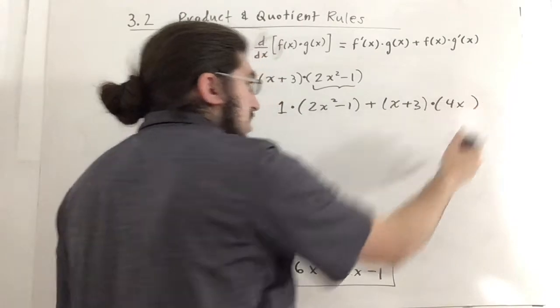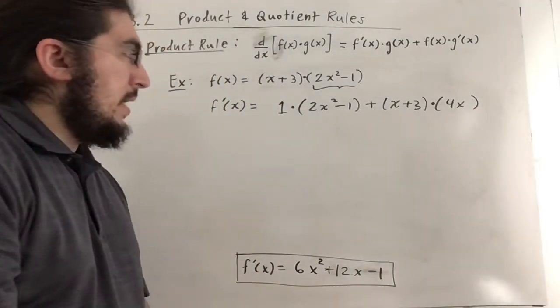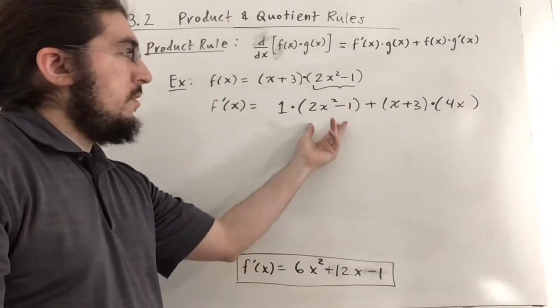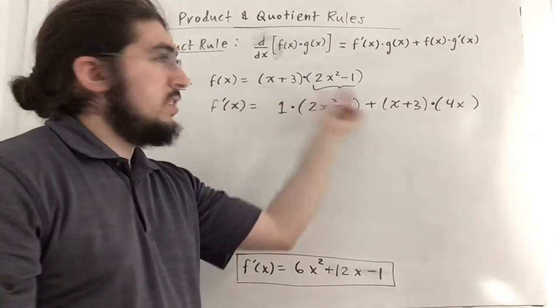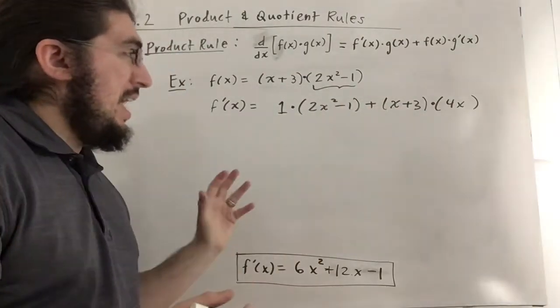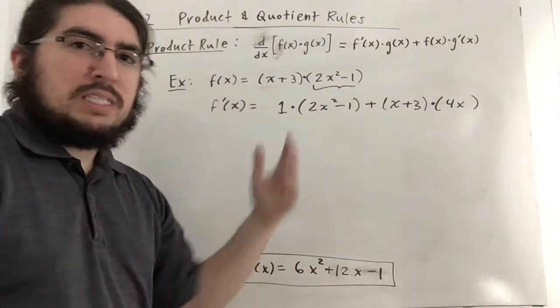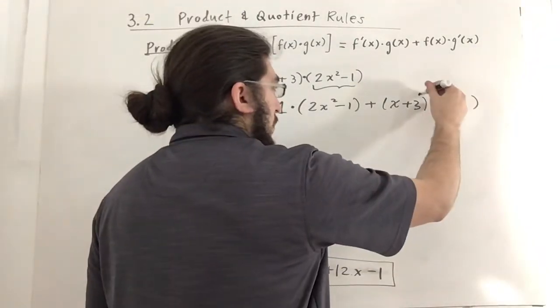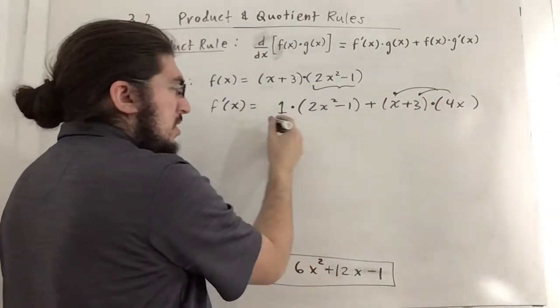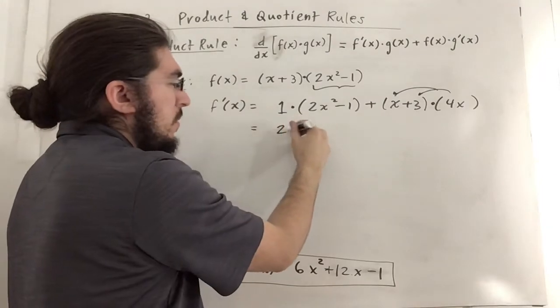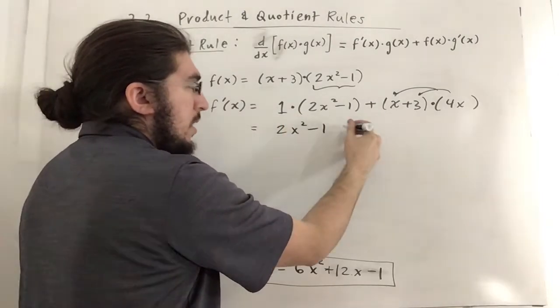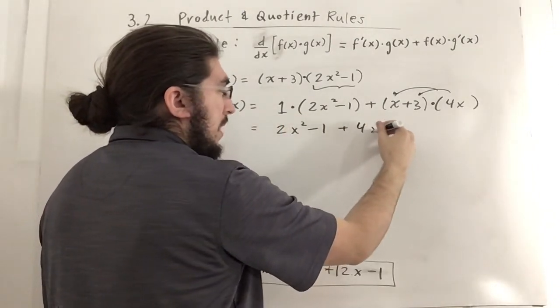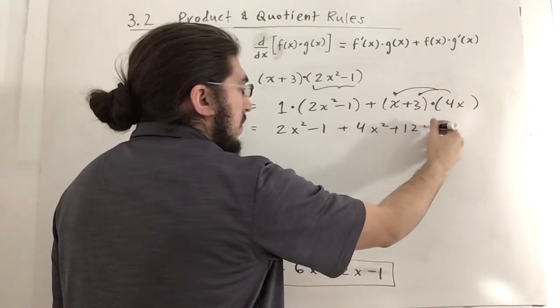Derivative of negative 1 is 0, so it's just that. And again, derivative of first, regular of the second, plus regular of the first times derivative of the second. Now, this may not look the same because we have to simplify a little bit in this case, but let's do that. Here, there's nothing to distribute because 1 times anything is itself anyways. So that's 2x squared minus 1, plus, that's going to be 4x squared plus 12x.